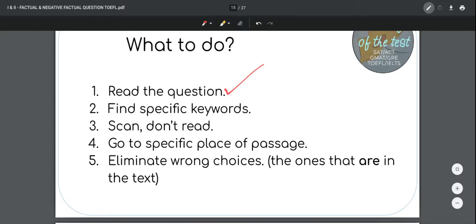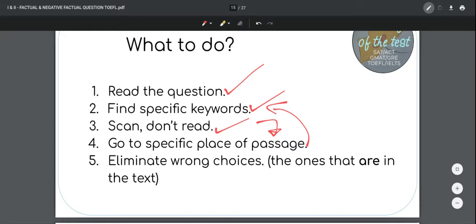Notice that we are dealing with a negative factual question again, and notice the negative word. We're going to find the specific words, just like in the factual question: the now, the modern theory, the birds. We're going to scan those words. We're going to go to the specific place in the passage after scanning, and we're going to find the specific words in the passage. Now, what is the difference?